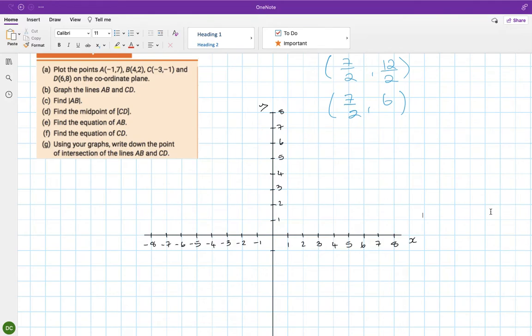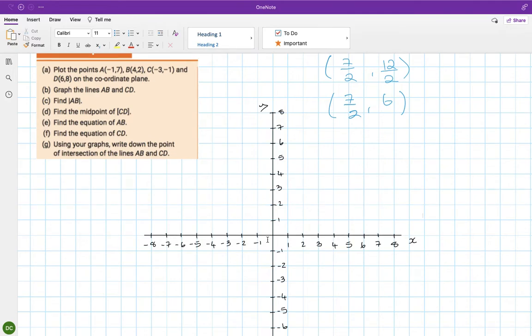And then -1, -2, -3, -4, -5, -6, -7, -8. Okay, so -1, 7 is the first one.